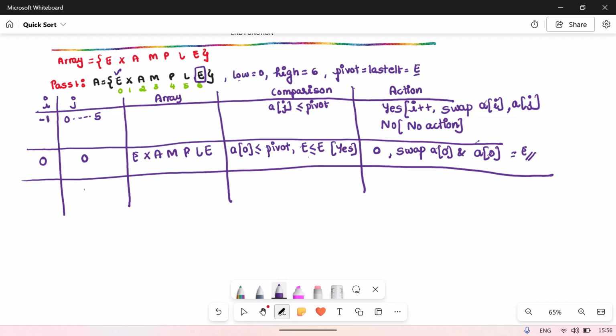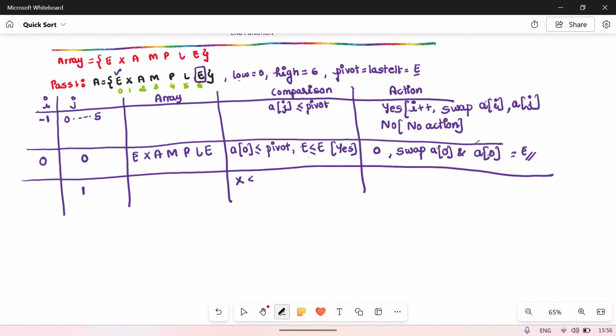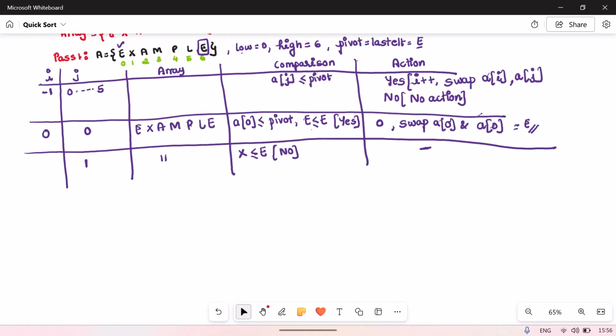Okay. Next, j will increase by 1. Now check, is A of j less than or equal to pivot? So A of 1, is it less than or equal to pivot? A of 1 is X. Pivot is E. Is X less than or equal to pivot? No. So if it is no, no action will be taken, and the array remains the same.